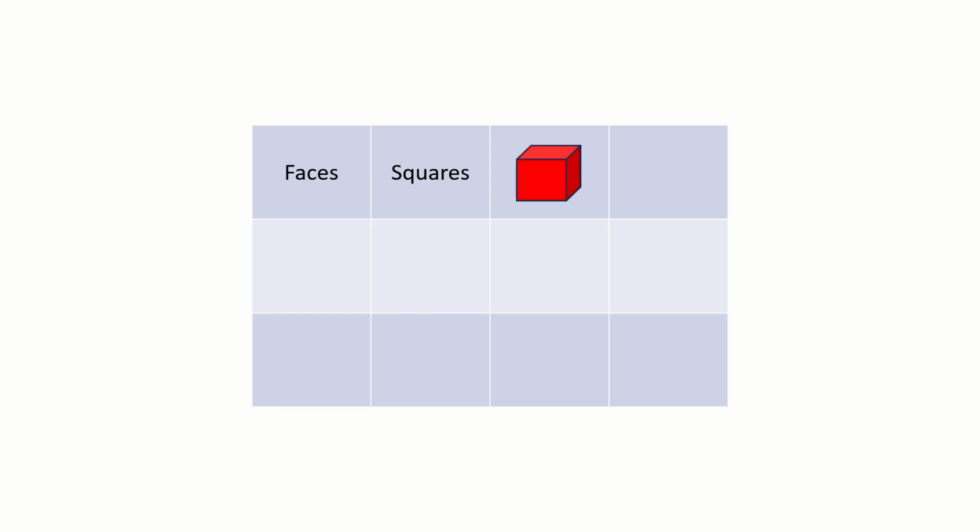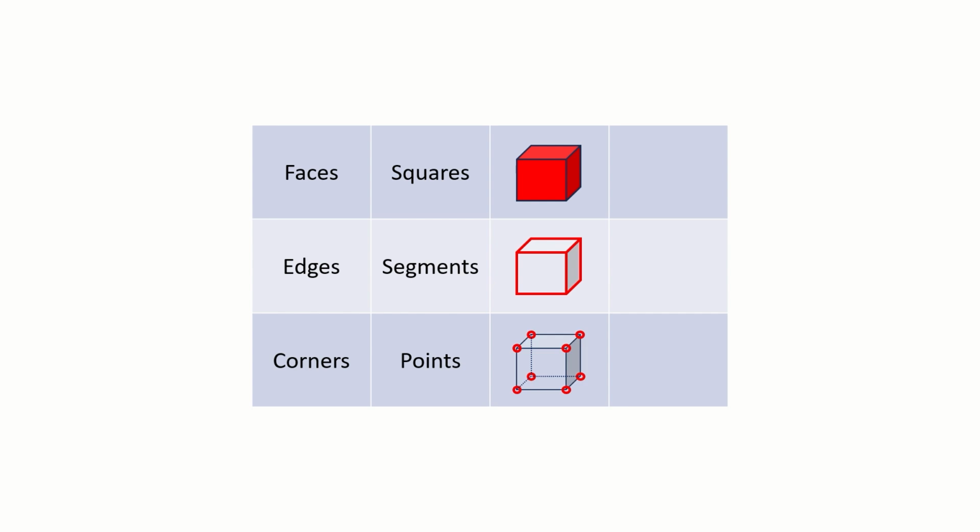Then we have edges, which are the segments, like so. Lastly, we have the corners, which are the points. Here is the diagram. Now, there are 6, 12 and 8 faces, edges, corners in every cube respectively. The code I remember is FEC 6128.